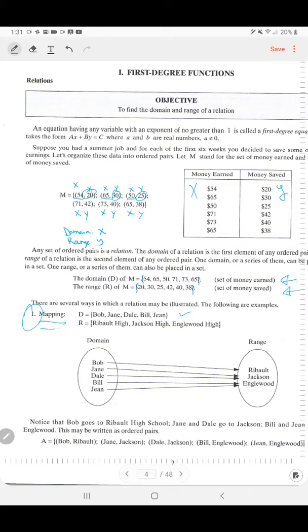Okay, so mapping is when you do this example or this process: put them in a circle, write all your domains, which are these, and then write all your range, which are these.